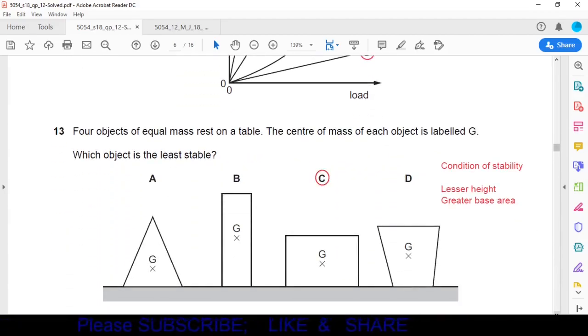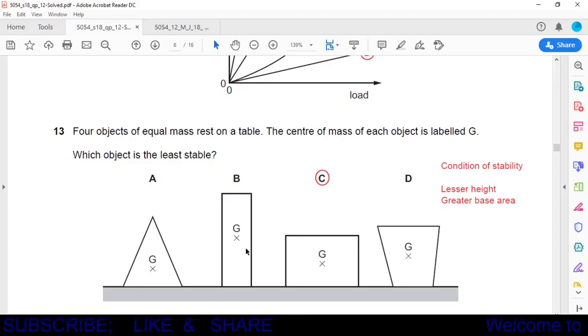Question number 13. Four objects of equal mass rest on a table. The center of mass of each object is labeled G. Which object is the least stable? Here we have four objects. This point G is marked for the center of mass. Now, what is the condition of stability? Lesser height, greater base area.